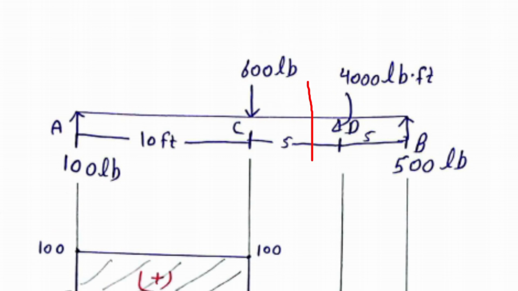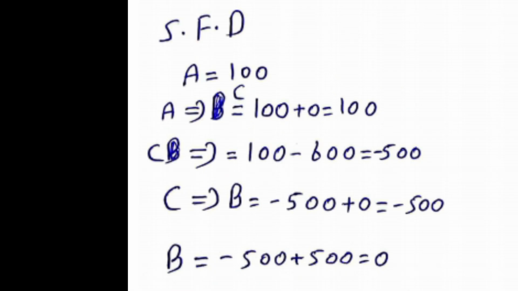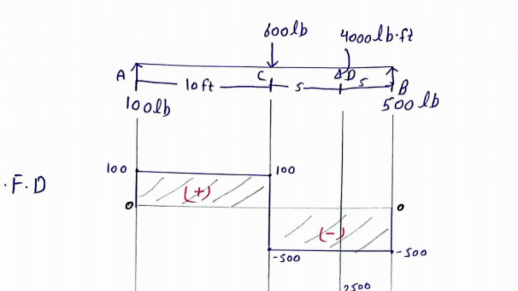Section 2, C to D, 10 feet to 15 feet. Let's call the point where the moment is applied D, 10 feet plus 5 feet equals 15 feet from A. Cut between C and D, no change in vertical forces. The shear is constant. Important note, the 4,000-pound-foot couple moment does not affect the shear force.